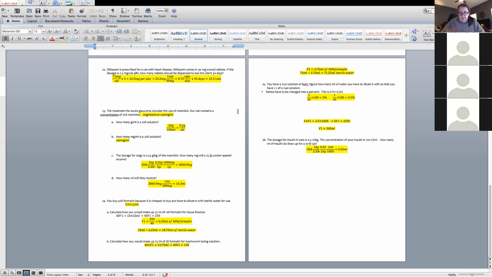But again, remember I said, imagine you have a container that won't go over that volume. So you'd have to subtract what you're adding. So if you subtract 3.75 mils from your solution, you add 3.75 mils of formalin to the 71.25 mils of water. That gives you 75 mils total volume.